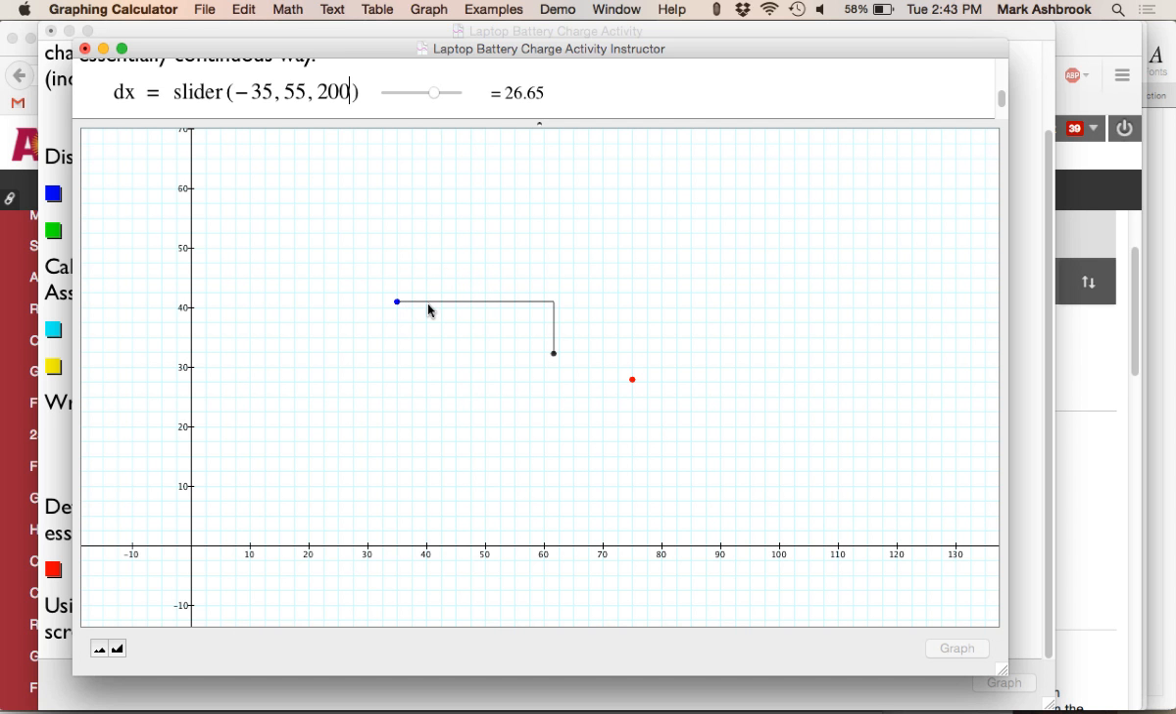What is this segment representing? What is this segment representing?